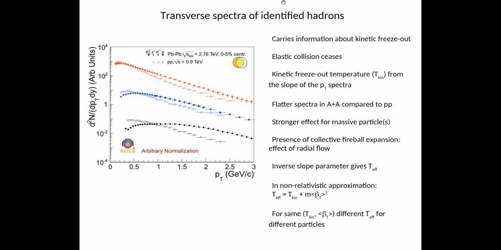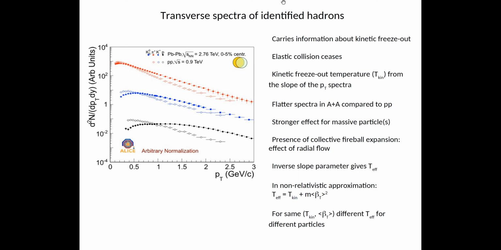We will start directly from the transverse spectra of identified hadrons. So they carry information about the kinetic freeze out. Kinetic freeze out is the point where your elastic collision stops. So no more collision is possible in the medium, and particles will come out. Their momentum distributions get frozen at this point.